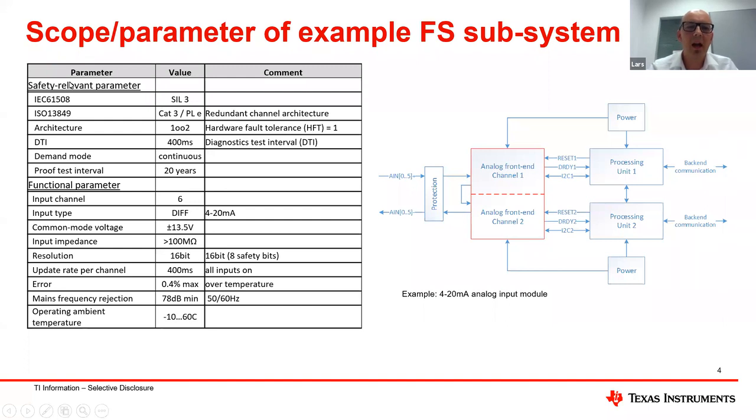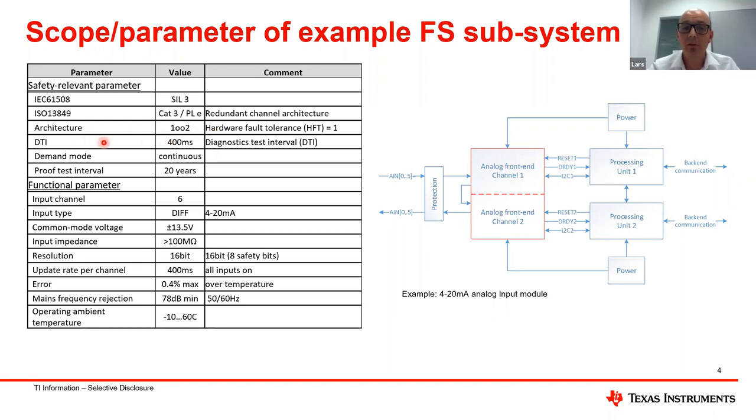You can see the safety relevant parameters: we want to reach up to SIL 3 according to IEC 61508. According to ISO 13849, we want to reach a level of Cat 3 PL e, and this already asks for a redundant channel architecture. That's also the reason we have these 2 channels here. We were choosing a 1 out of 2 architecture, and this directly means we have a hardware fault tolerance of 1. So this means we can allow 1 fault and still can bring the system in a safe state. So we have a tolerance of 1.